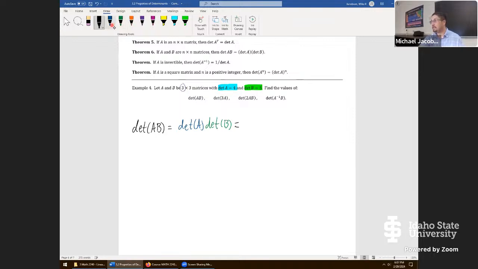So now determinant of A came out as a 4. Determinant B is a 5. And so there it is. We get a 20 altogether on that thing. So that one's not too bad because we're using this property in a direct way. It's clear we're just multiplying.